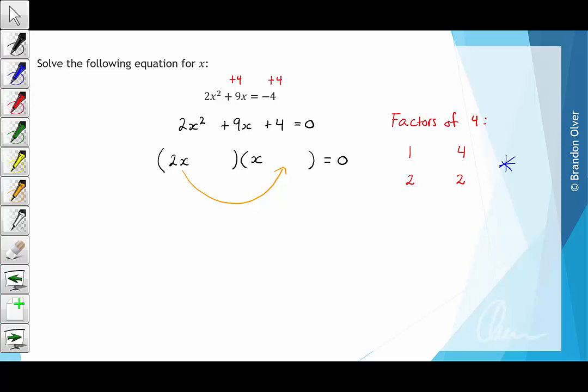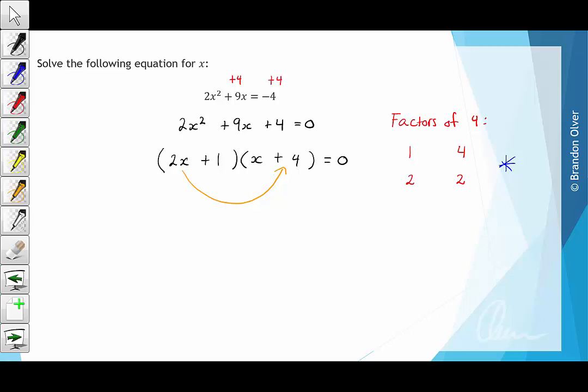So just by inspection, if we put plus 1 in the first and plus 4 in the second, you'll be able to see that we get 2x squared when we expand the first terms. The outer terms give plus 8x. The inner terms give plus x, and all up that's plus 9x. And then the last terms that we have in the FOIL expansion give the plus 4. So by inspection, we've now factorized the quadratic.